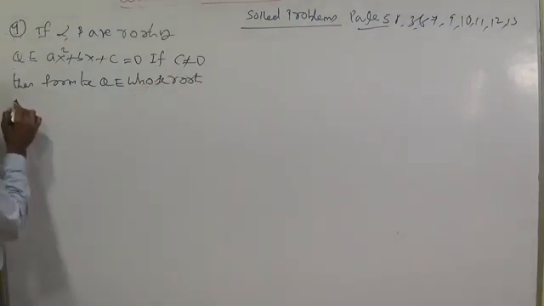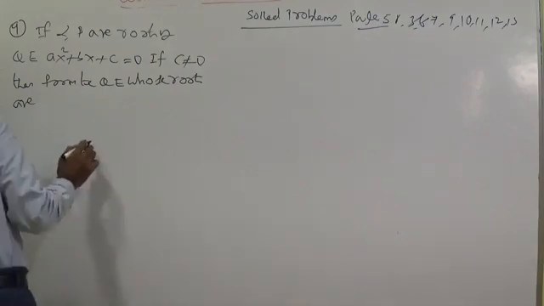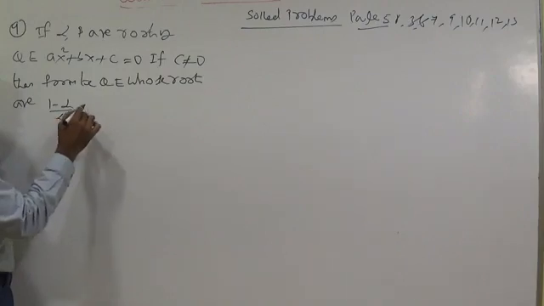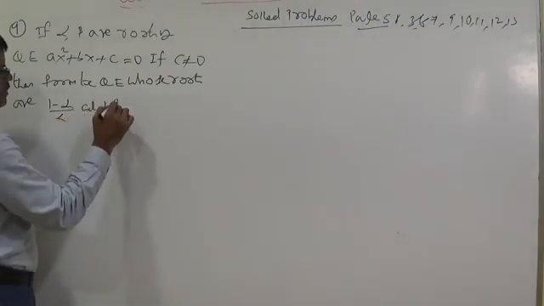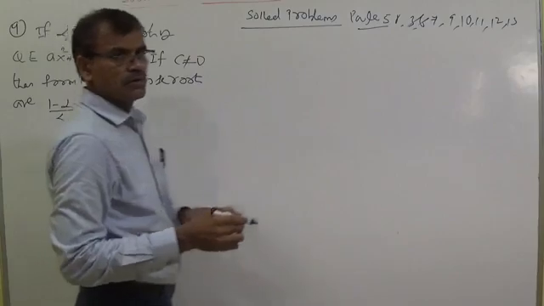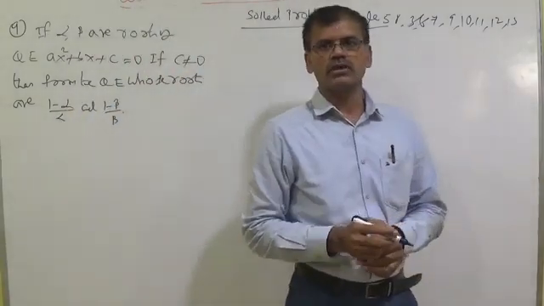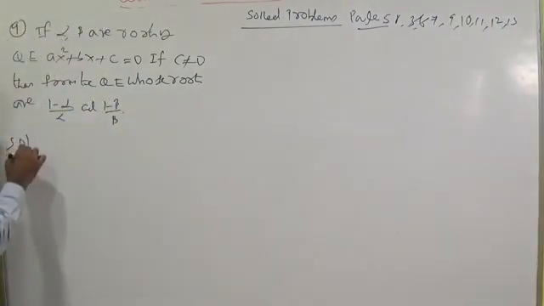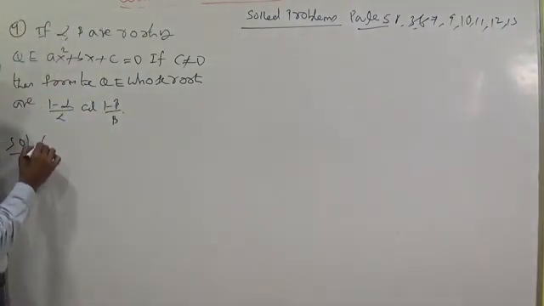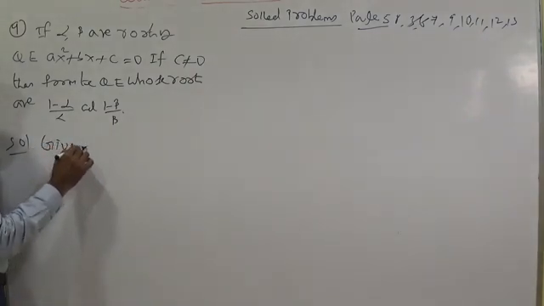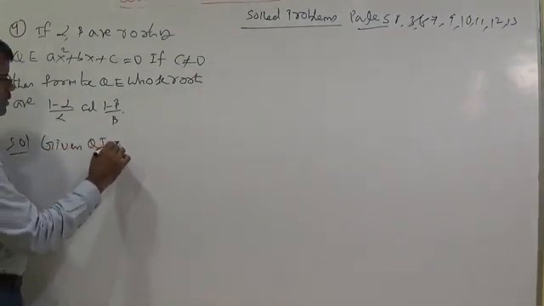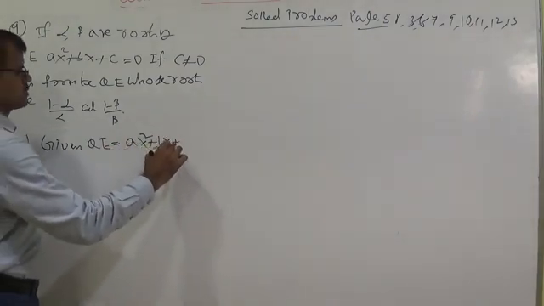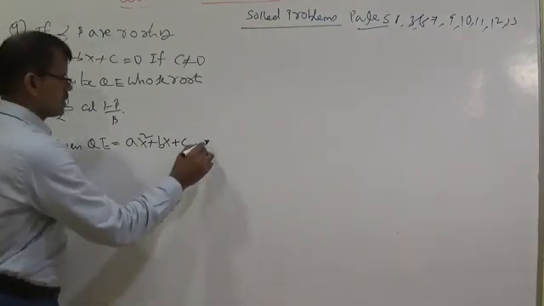Form the quadratic equation whose roots are 1 minus alpha by alpha and 1 minus beta by beta. We should calculate the new quadratic equation. Let us write that the given quadratic equation is ax square plus bx plus c equal to 0.